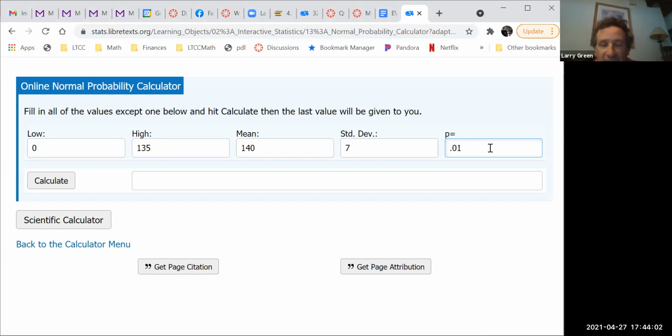.01, because 1% is 0.01. What don't we know? The low, the high, the mean, or the standard deviation? What is the one we don't know? Because that's the one we need to erase. Yeah, we don't know the high because the high is a return date. And I hit calculate.